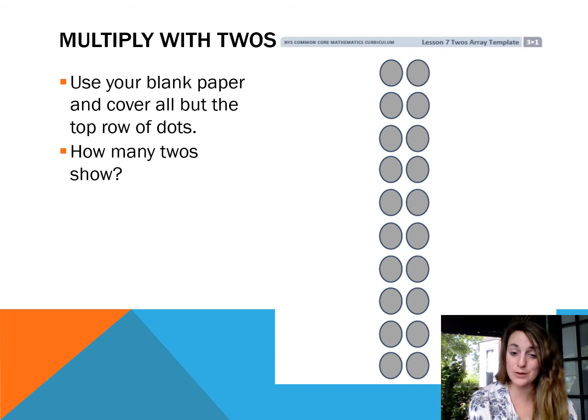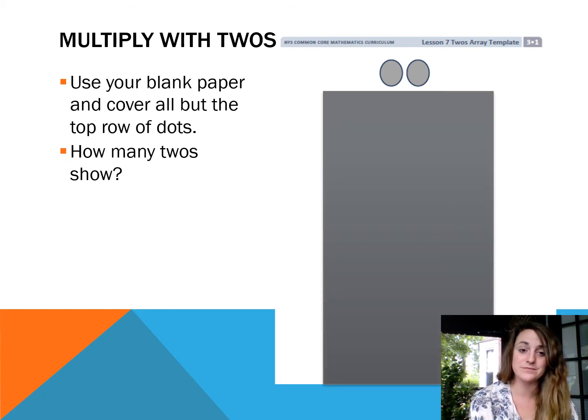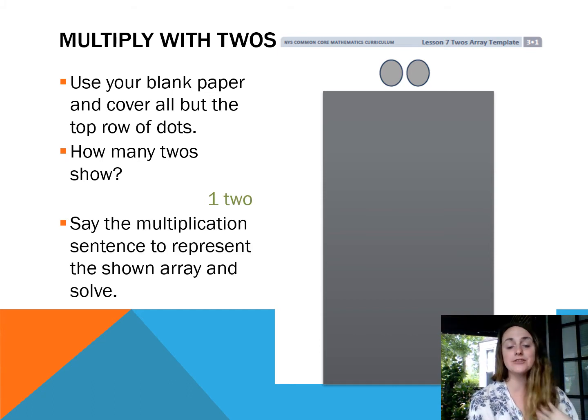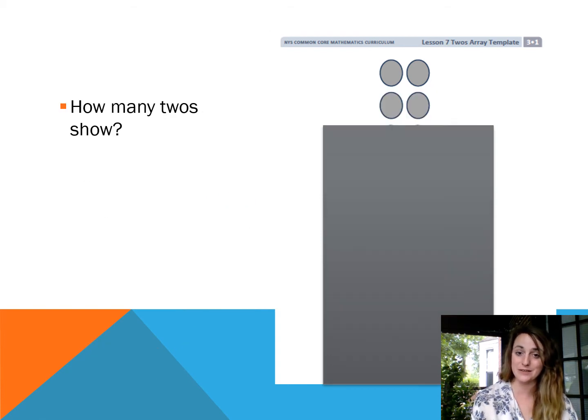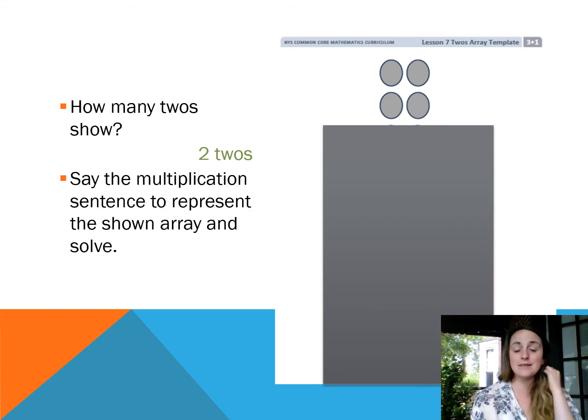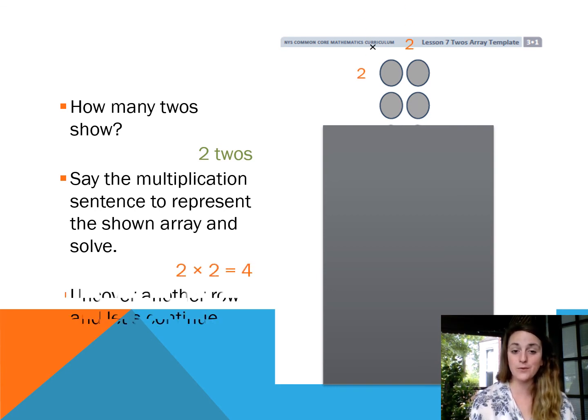Now, we normally would have a template in front of you, but instead, I'm just going to have you track your screen. How many 2's show? 1, 2. Let's say the multiplication sentence that represents the shown array. 1 times 2 equals 2. I'm going to uncover each row at a time, and we'll continue. How many 2's are shown? 2 2's. Let's say the multiplication sentence to represent the shown array and solve. 2 times 2 is 4.